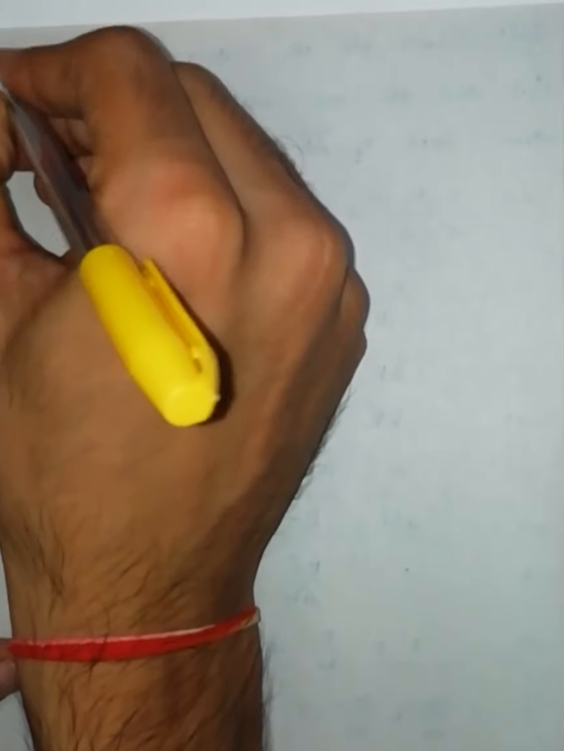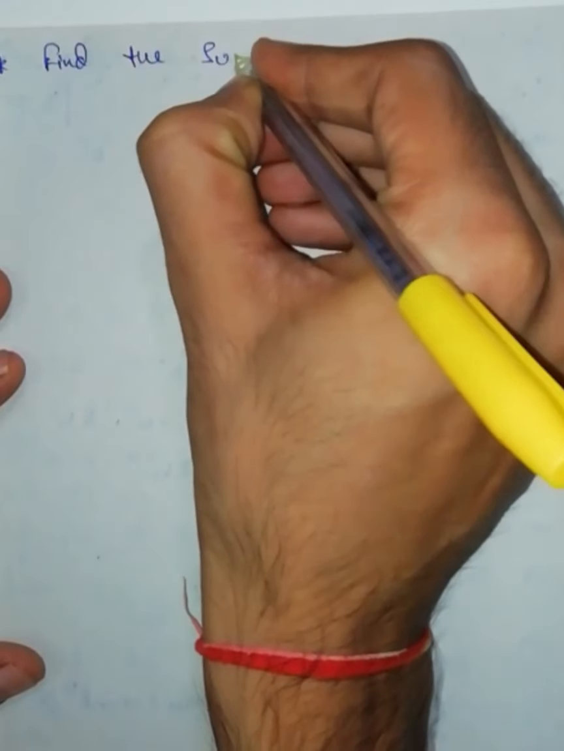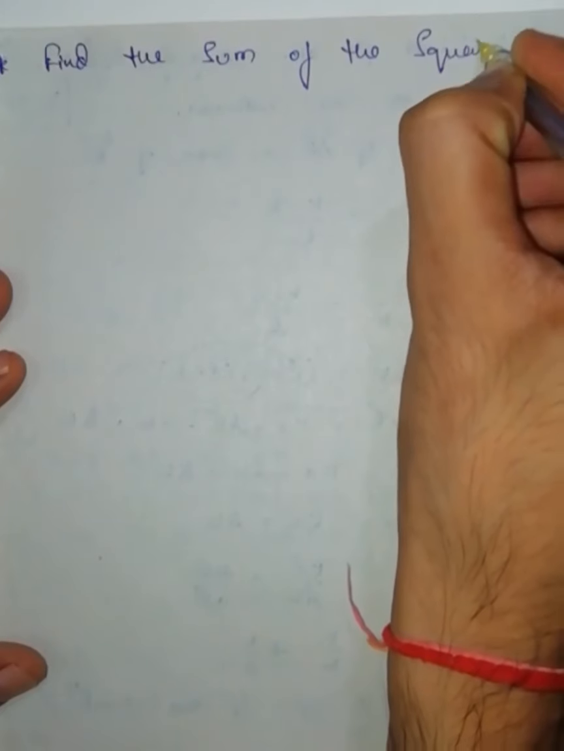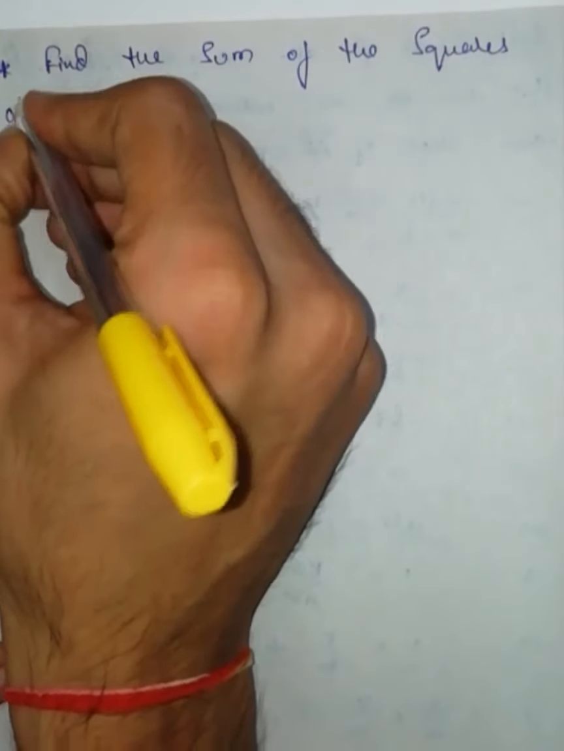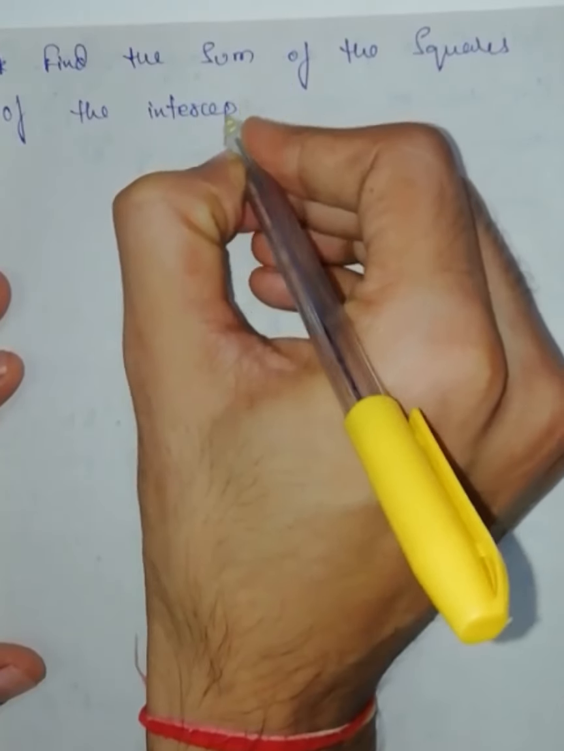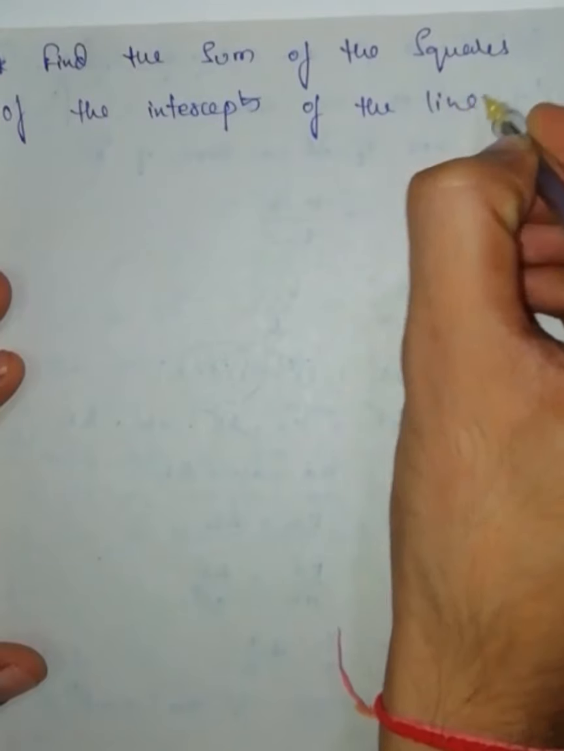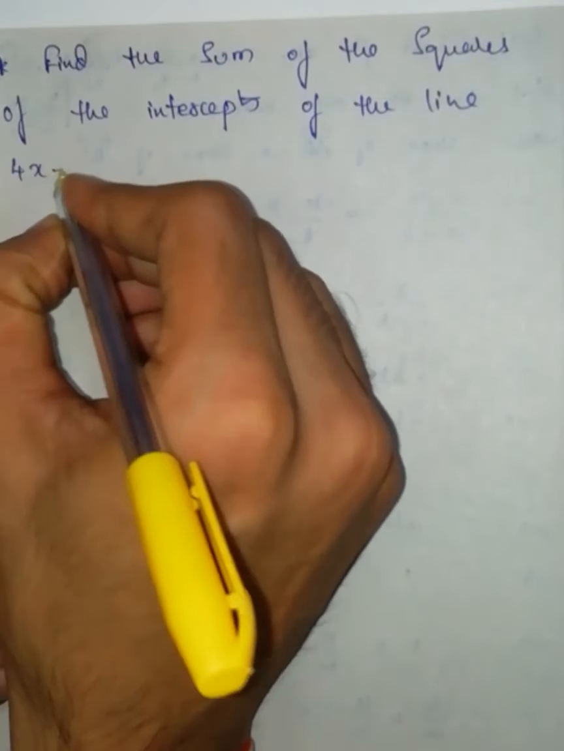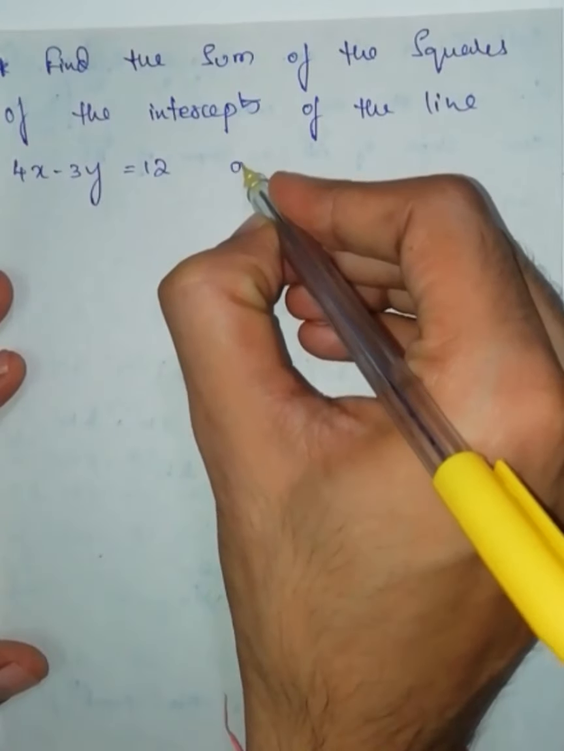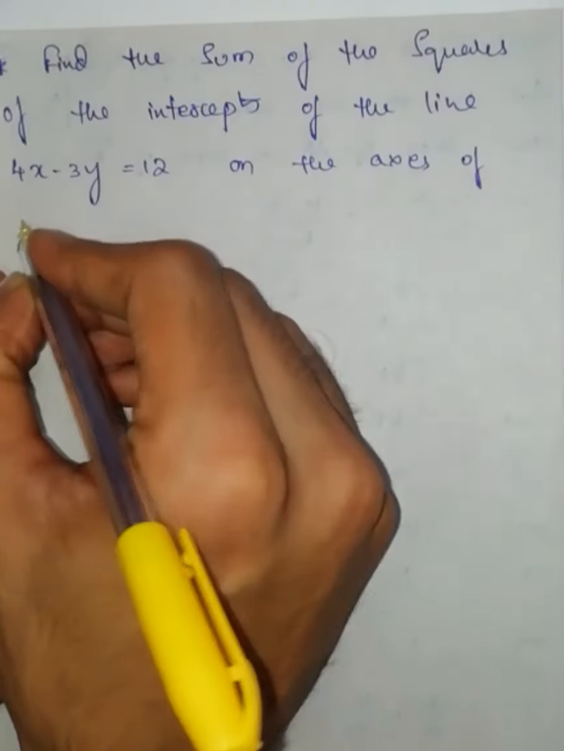Problem. Find the sum of the squares of the intercepts of the line 4x minus 3y is equal to 12 on the axis of coordinates.